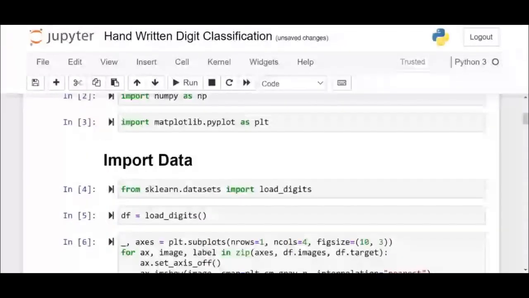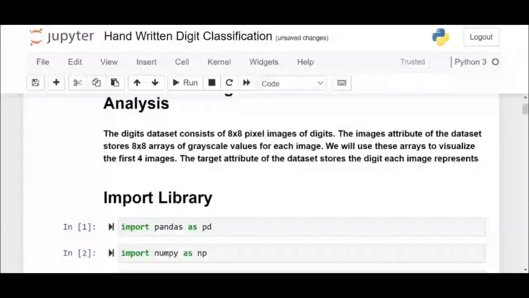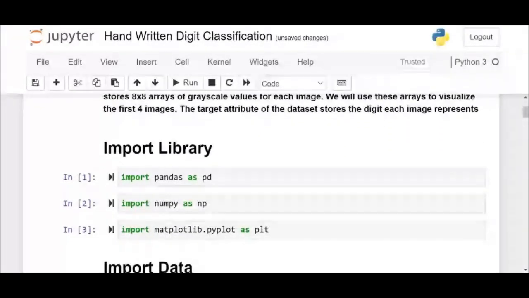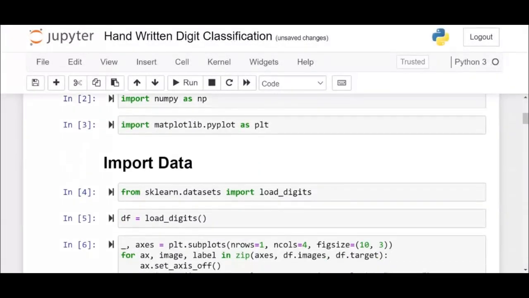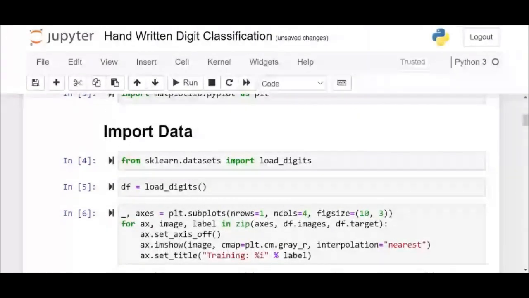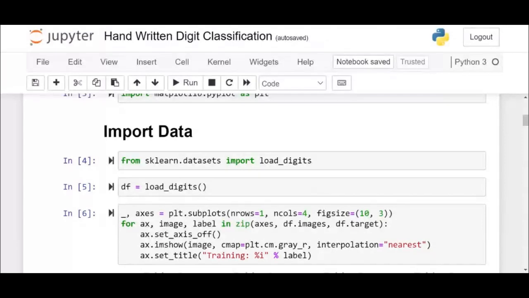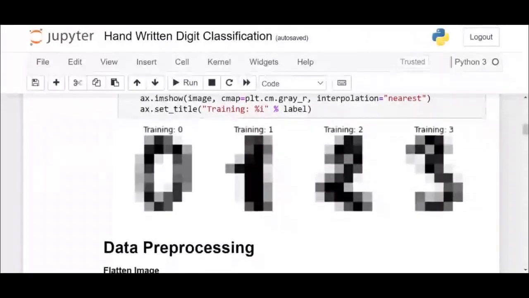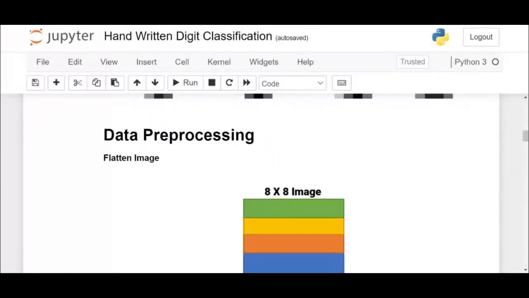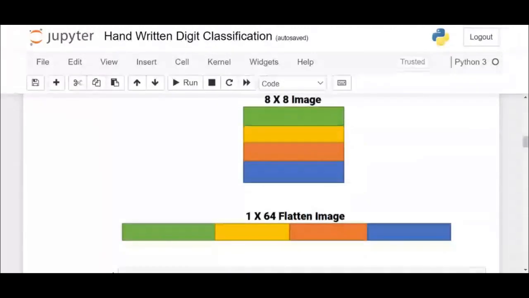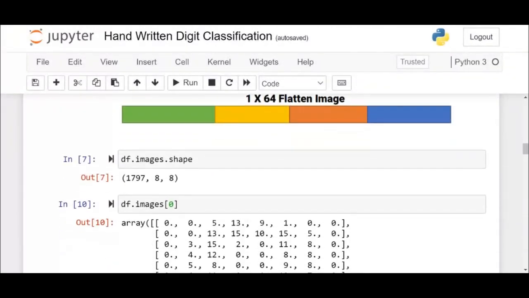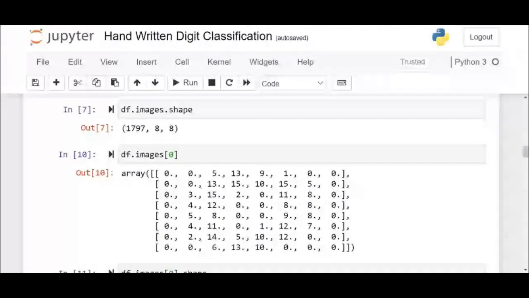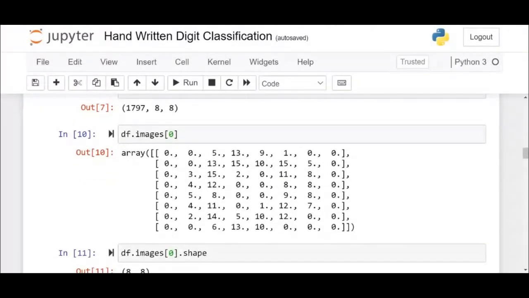So let me recap this example of our handwritten digit prediction. We imported the initial libraries: pandas, numpy, and matplotlib. We used the inbuilt handwritten digit dataset of 8 by 8 black and white images, with digits 0, 1, 2, 3 and so on. The first thing we do is flatten our image from 8 by 8 to 64. I showed you that the initial shape is 1797 images of 8 by 8 pixels. This is how a single image looks.